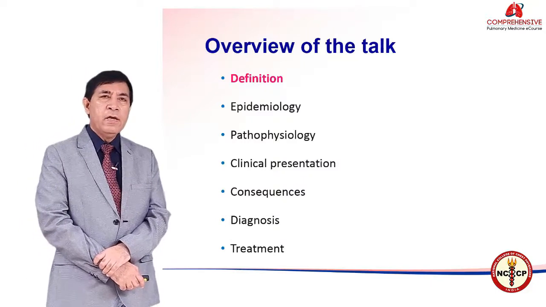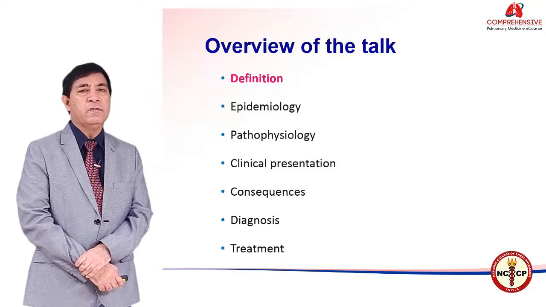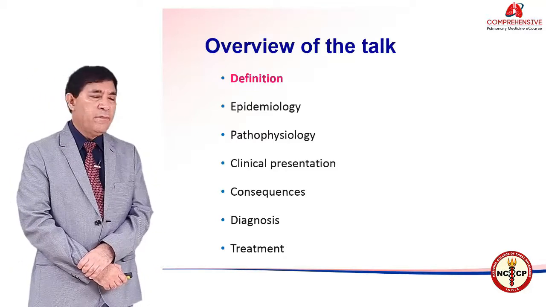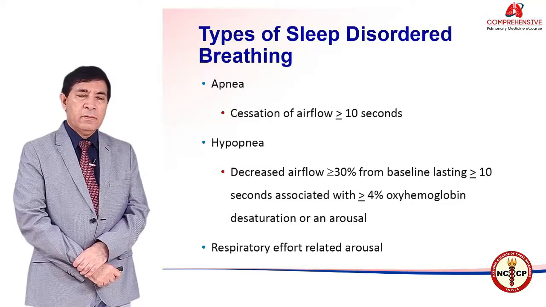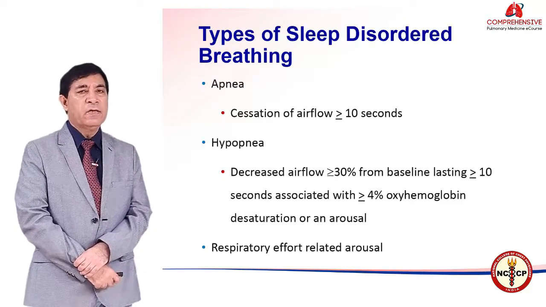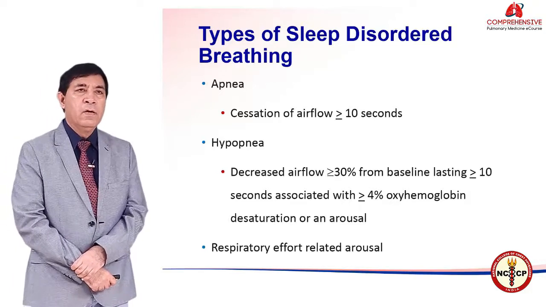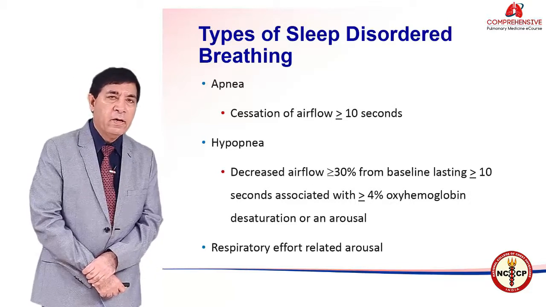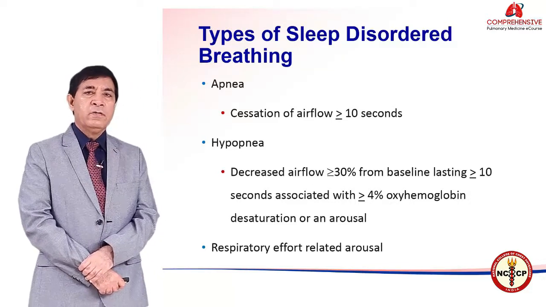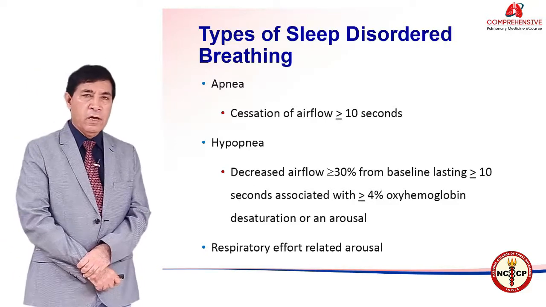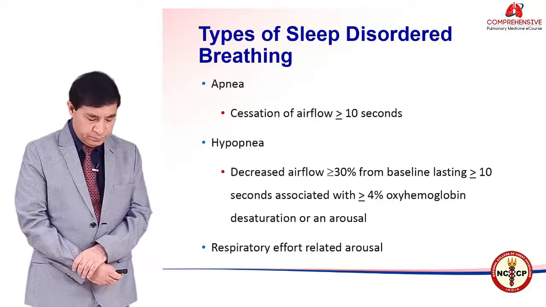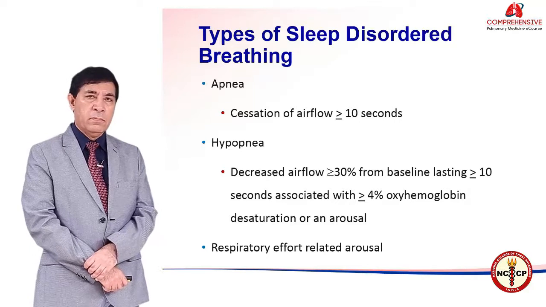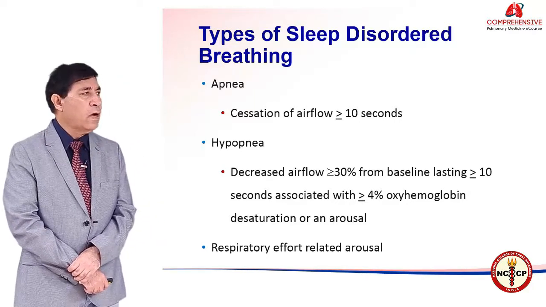As you all know, any breathing which results in sleep disruption is called sleep disordered breathing. And there are different types of disordered breathings which one can see in these patients. They can be in the form of apneas, hypopneas, respiratory effort related arousals, or simply changes in their heart rates as well as blood pressures. Now, the most commonly seen disordered breathing forms are apneas.